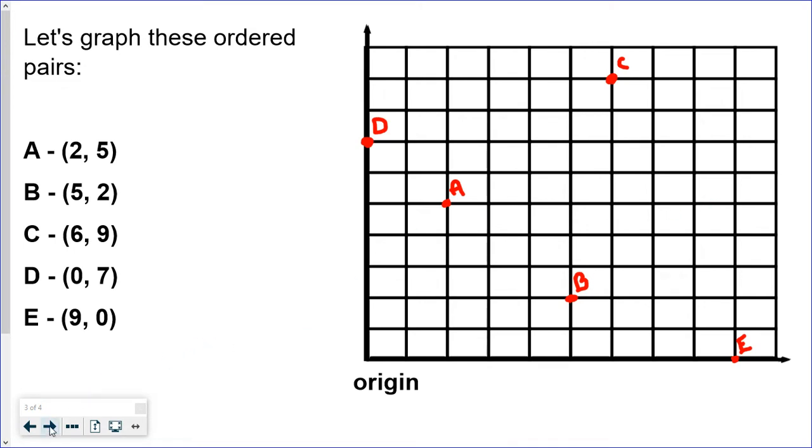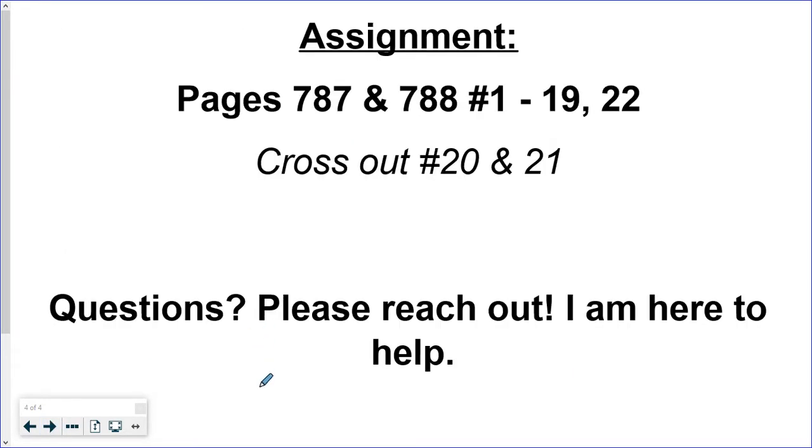All right. So I hope that helps to understand. It's just an extension of the class that we had from last lesson, except now you are going to put your own points on there instead. If you take a look at your assignment for today, we're going to look at pages 787 and 788. And you are responsible for doing numbers 1 through 19. But then on the back side, you're going to cross out numbers 20 and 21. And I am going to have you do number 22. So your assignment is to do numbers 1 through 19 and also do number 22.